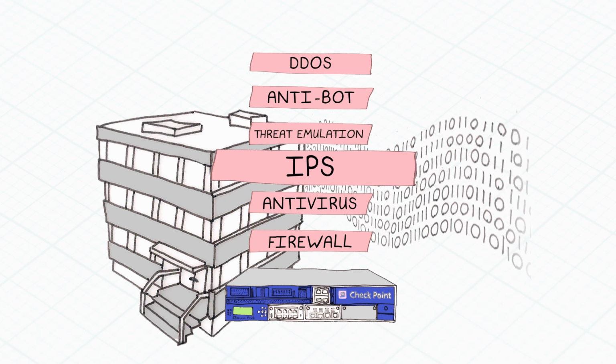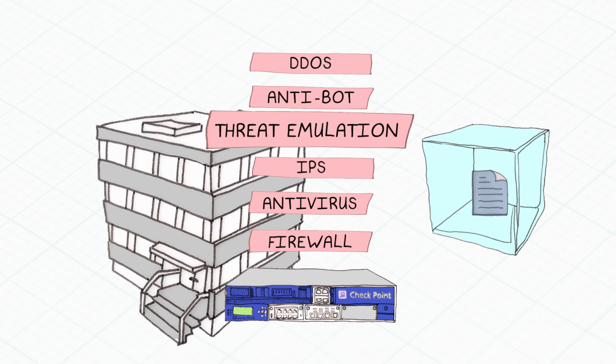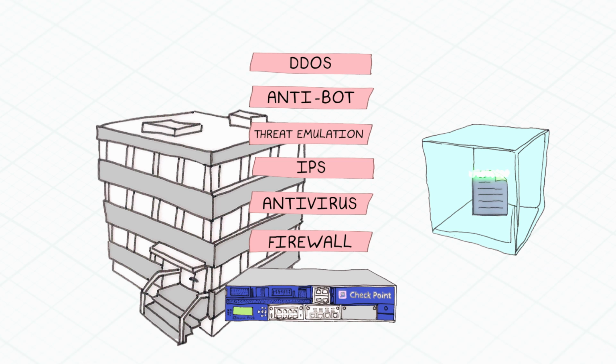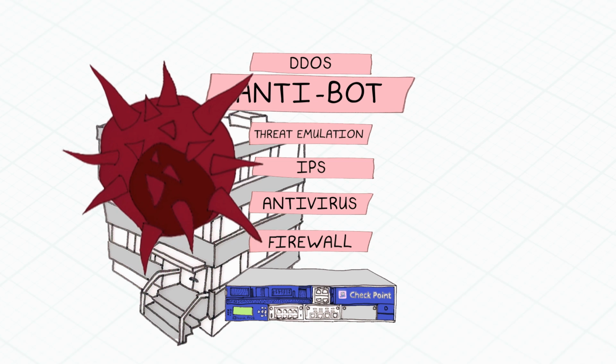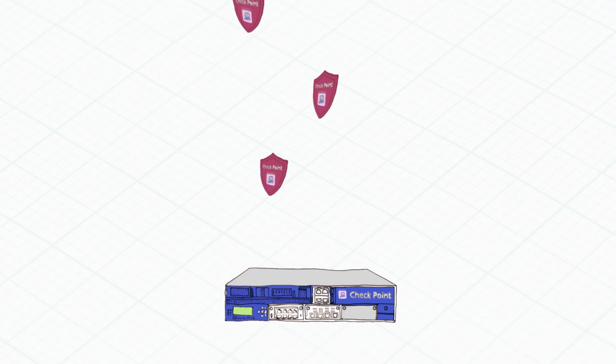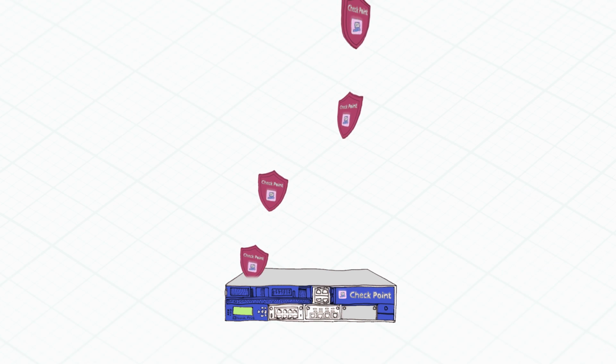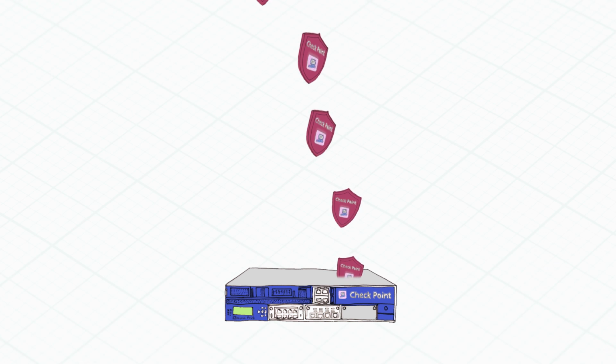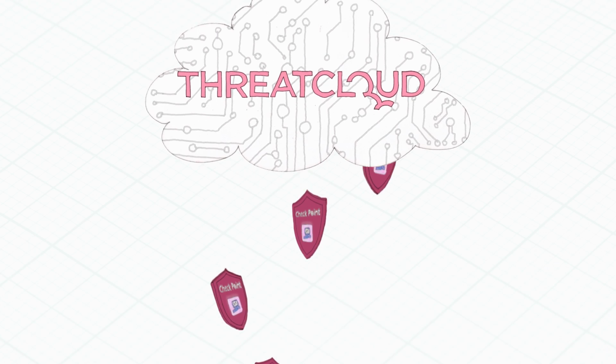Checkpoint security gateways offer a range of threat prevention software blades to protect businesses by inspecting files, identifying communication patterns, emulating files in a sandbox environment, and preventing damage from bots. To operate effectively, these security layers must have an up-to-date stream of reliable protection based on comprehensive security intelligence. That's where Checkpoint ThreatCloud comes in.